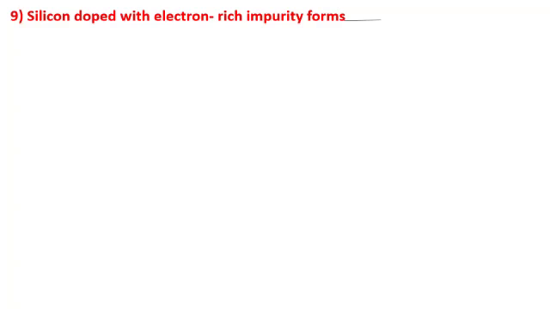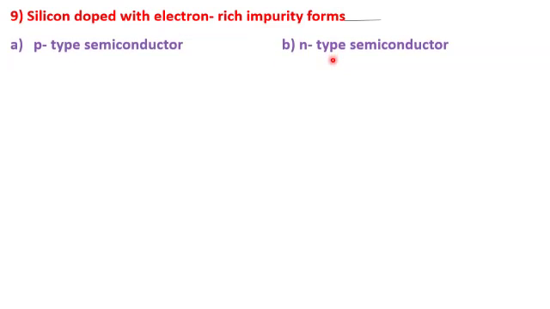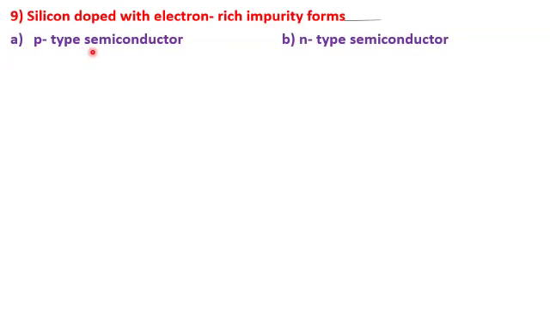Question number 9. Silicon doped with electron-rich impurity forms dash. Options: A, P-type semiconductor, B, N-type semiconductor, C, intrinsic semiconductor, D, insulator.